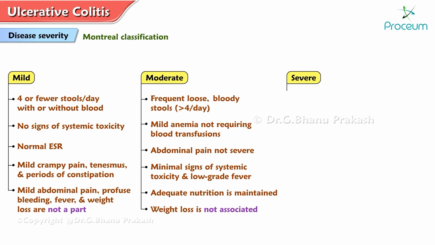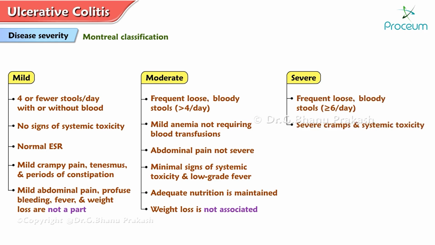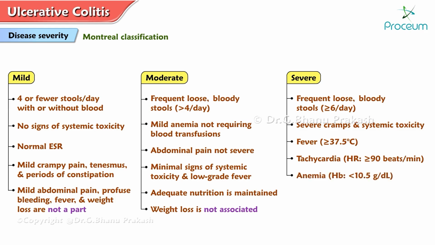Patients with a severe clinical presentation typically have frequent loose, bloody stools, greater than or equal to 6 per day, with severe cramps and evidence of systemic toxicity as demonstrated by fever, temperature greater than or equal to 37.5 degrees centigrade, tachycardia, heart rate greater than or equal to 90 beats per minute, anemia, hemoglobin less than 10.5 grams per deciliter, or an elevated erythrocyte sedimentation rate greater than or equal to 30 millimeters per hour. Patients may have rapid weight loss.